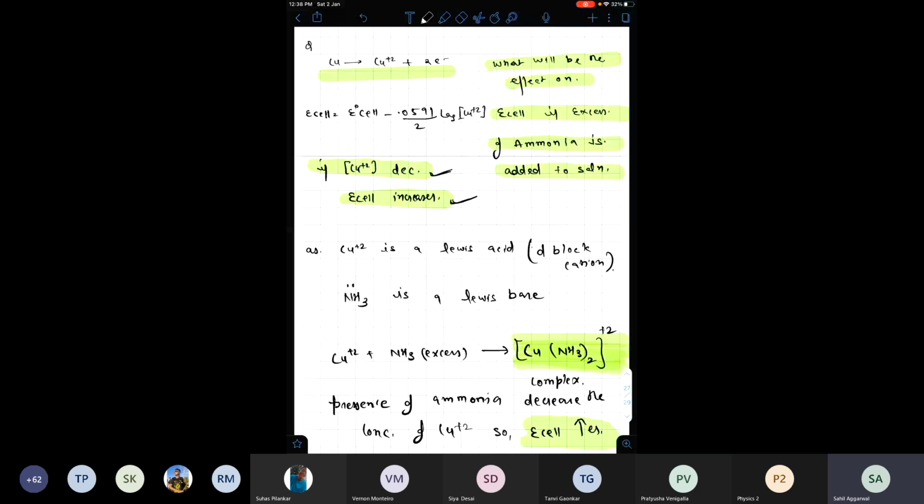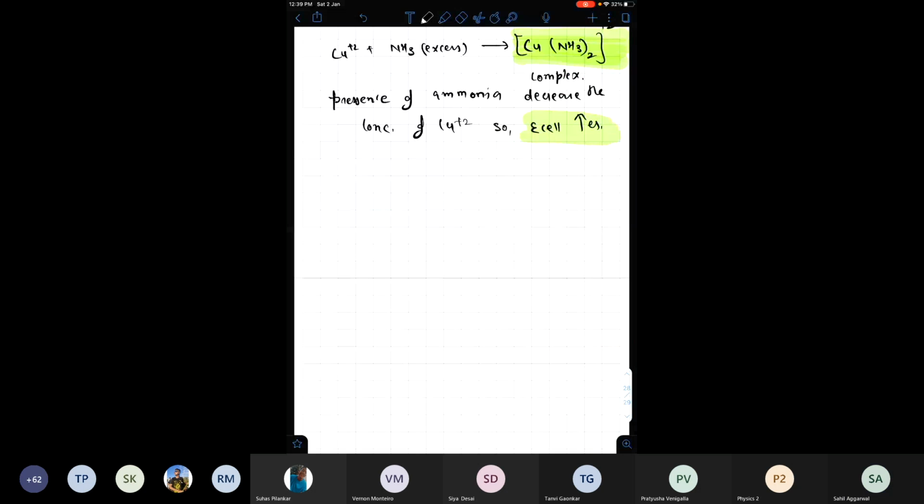Ammonia balance it. Ammonia ka effect itna hi hai, it is taking Cu2 plus ions with it. So overall, E cell mein aapko kya change dikhega? Concentration of Cu2 plus will decrease. That's it. Ammonia is there to decrease the concentration of Cu2 plus. Ammonia cannot do anything in the main cell. Cell ke andar ammonia ka koi role nahi hai. Wo to gas hai. Ya ek aqueous solution hai. All of you understood this?